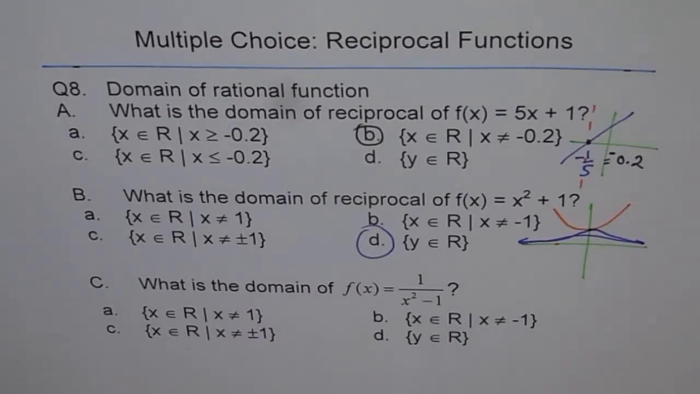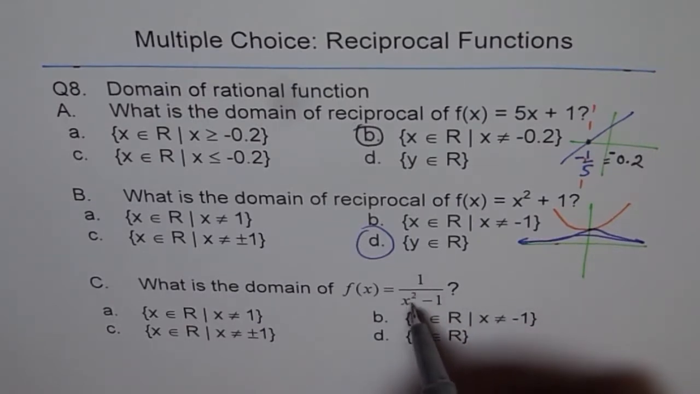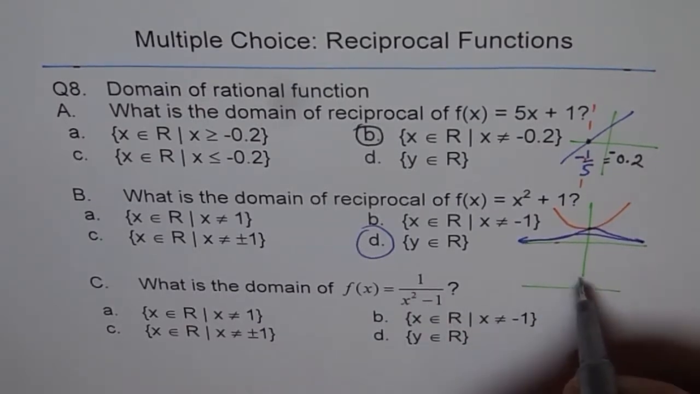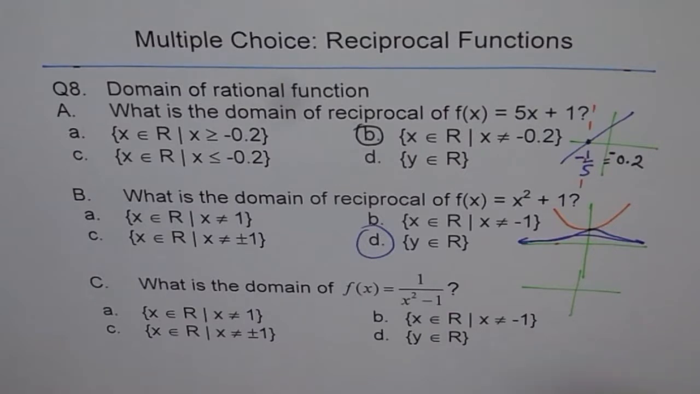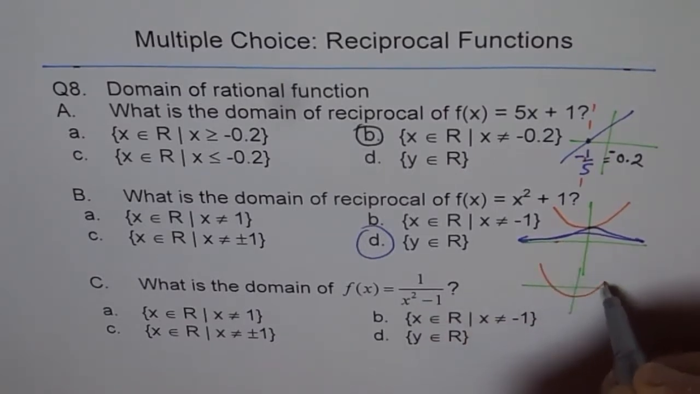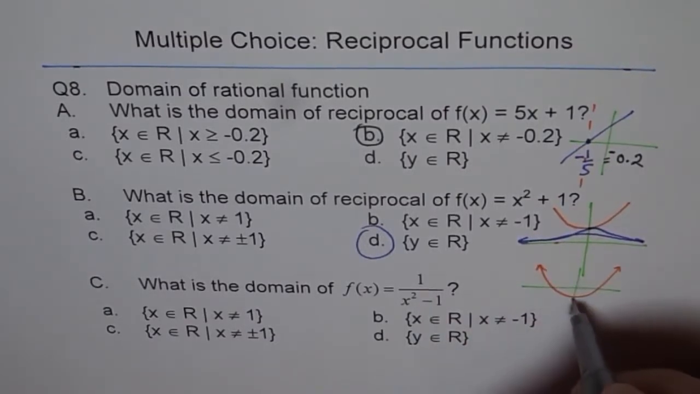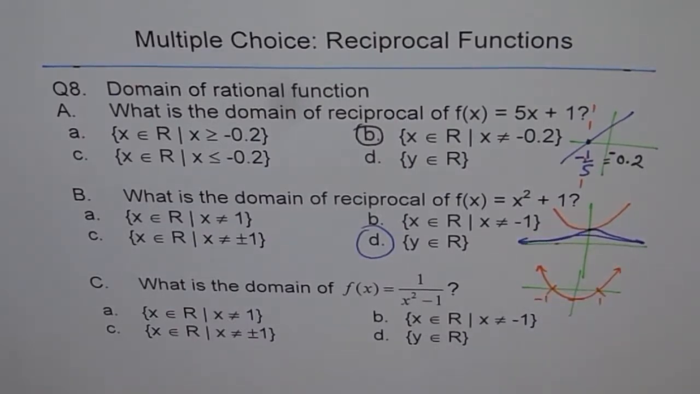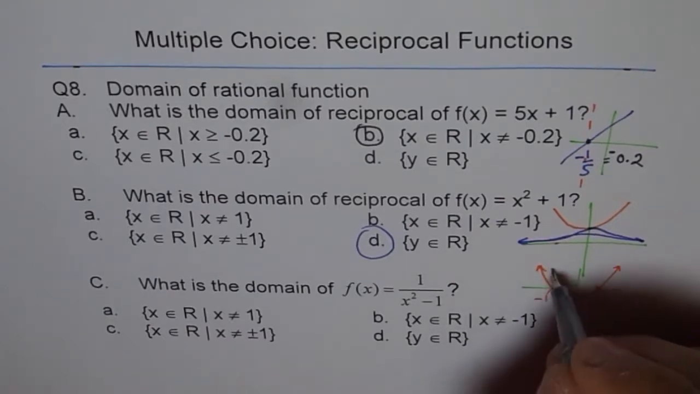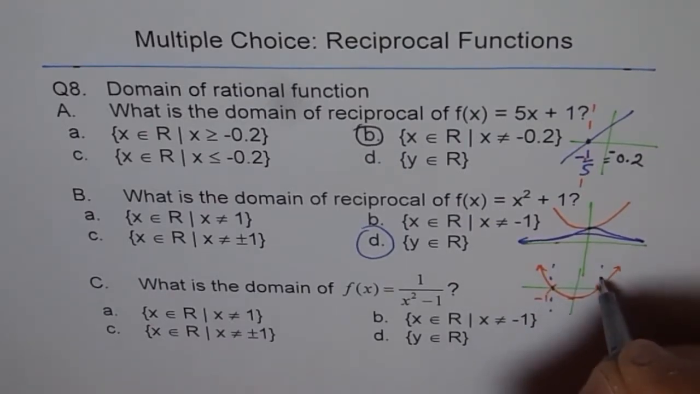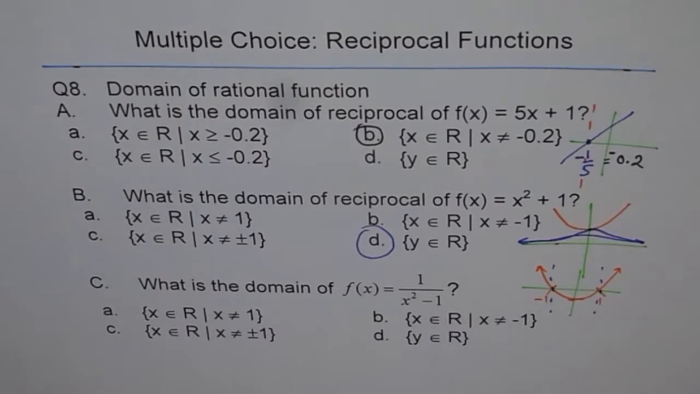See, what is the domain of f of x equals 1 over x squared minus 1? So x squared minus 1, if you try to graph it, that is your function, right? It goes 1 unit down and crosses the x-axis at minus 1 and plus 1. So its domain should not include plus and minus 1, correct? Because we'll have vertical asymptotes there.